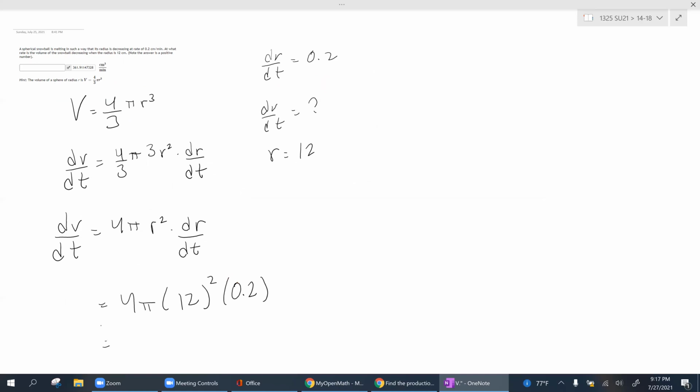When I plug all that in, 4 pi times 144 times 0.2, this gives me approximately 361.91. We said 2 decimal places. All right, very nice. And if you wanted to know units, this would be centimeters cubed per minute, since we stated earlier volume is dealing with cubed units.